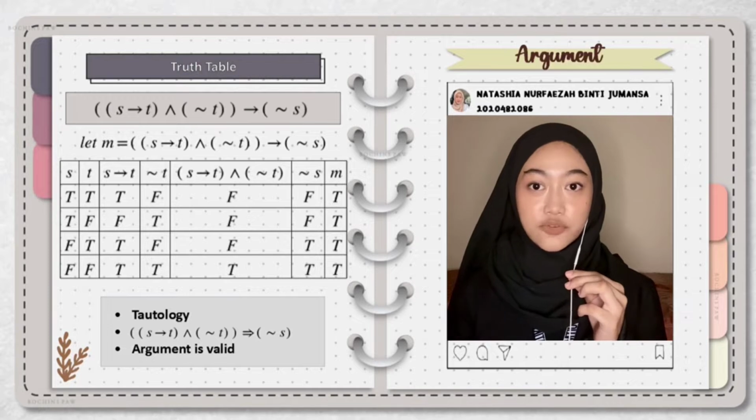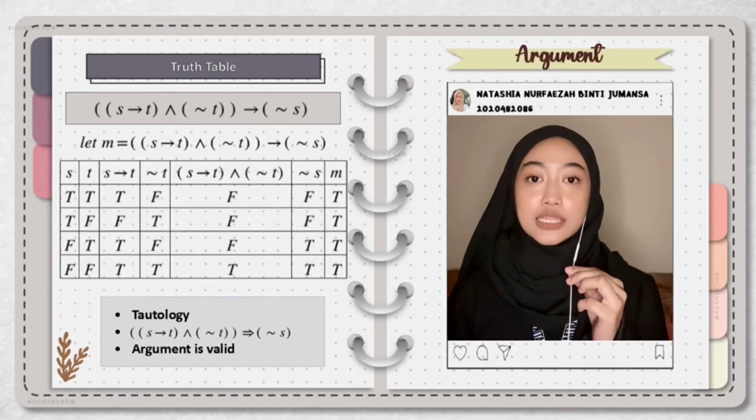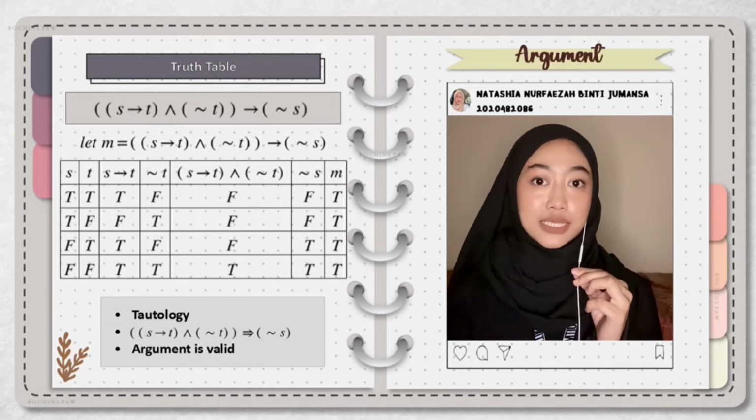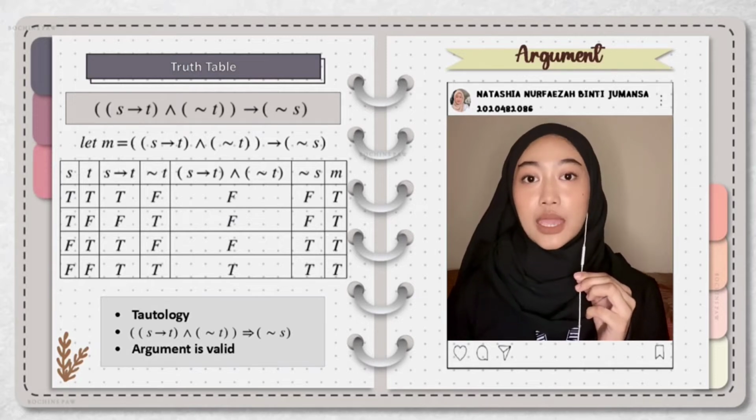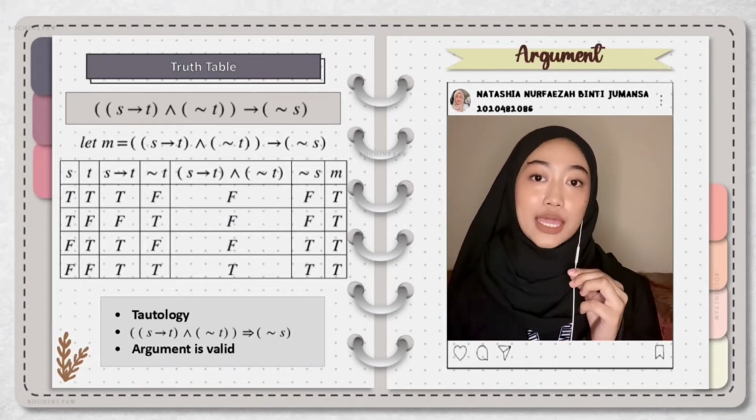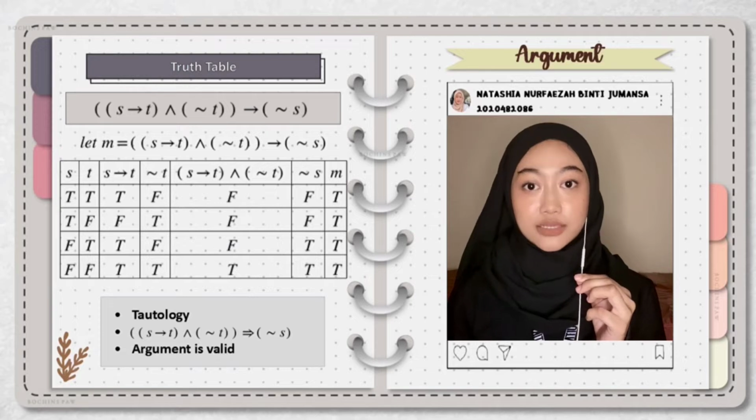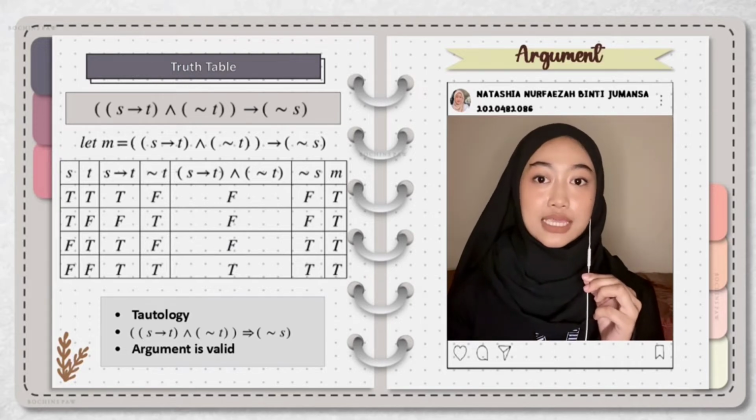Next, we are using truth table to find the validity of this argument. The argument is in bracket S implies T and in bracket negation T implies negation S. We let M for the argument. So in this argument, we have alphabet S and T.